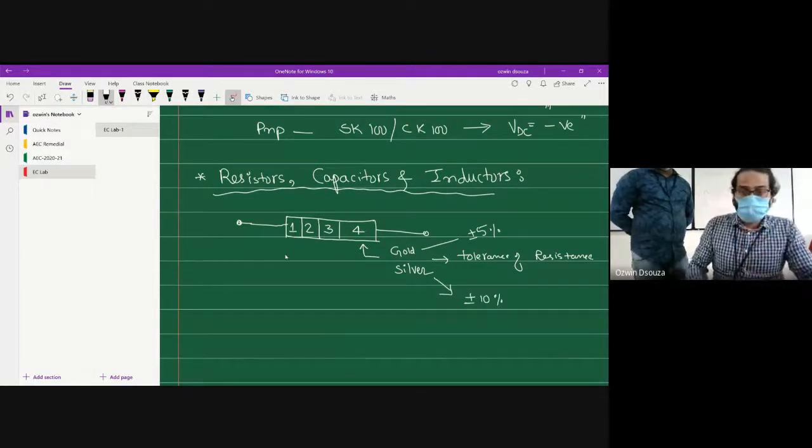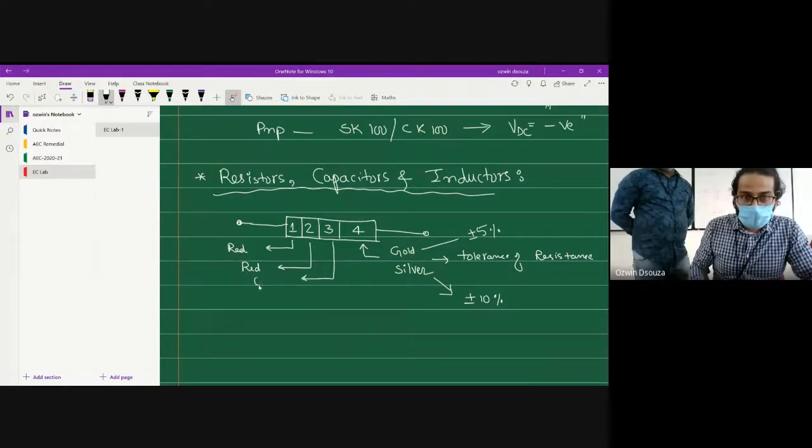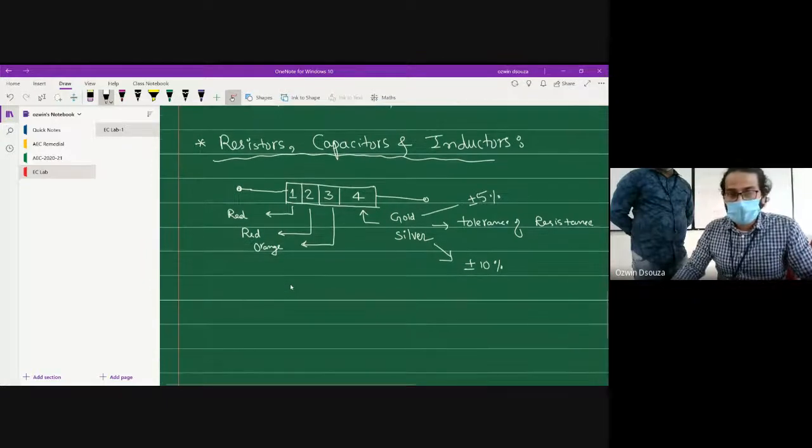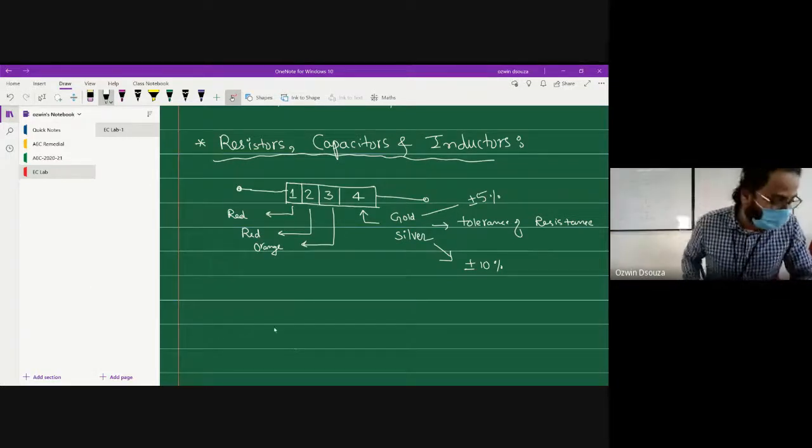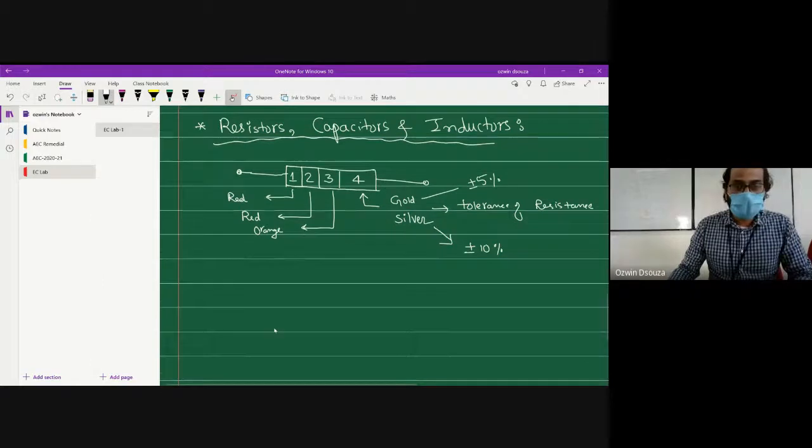And the first band, let us say I have red. In the second band, let us say I have red. And in the third band, let's say I have orange color. The resistor which I had shown you previously had these colors. So you are supposed to identify the value of the resistance. Such questions will be asked in your Viva.